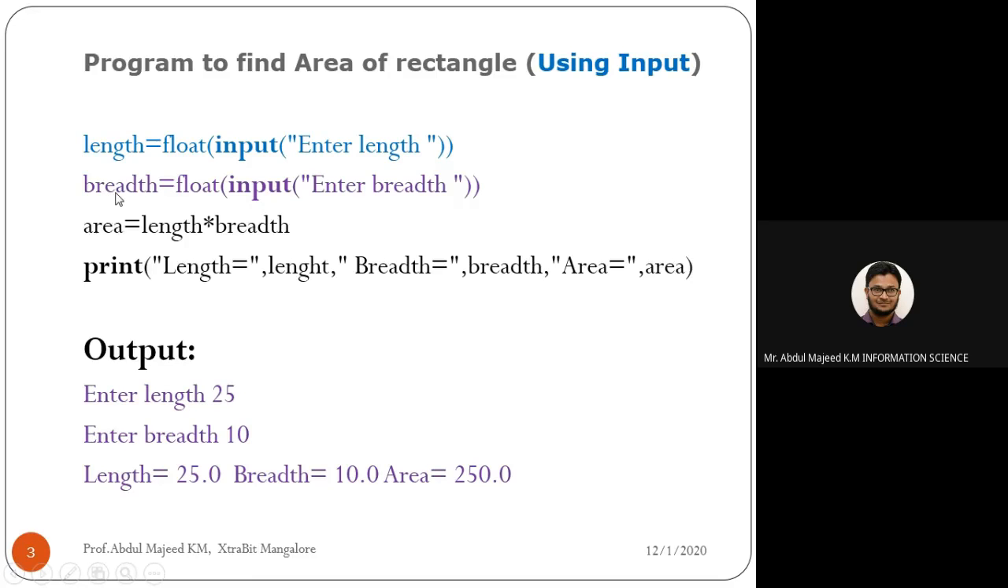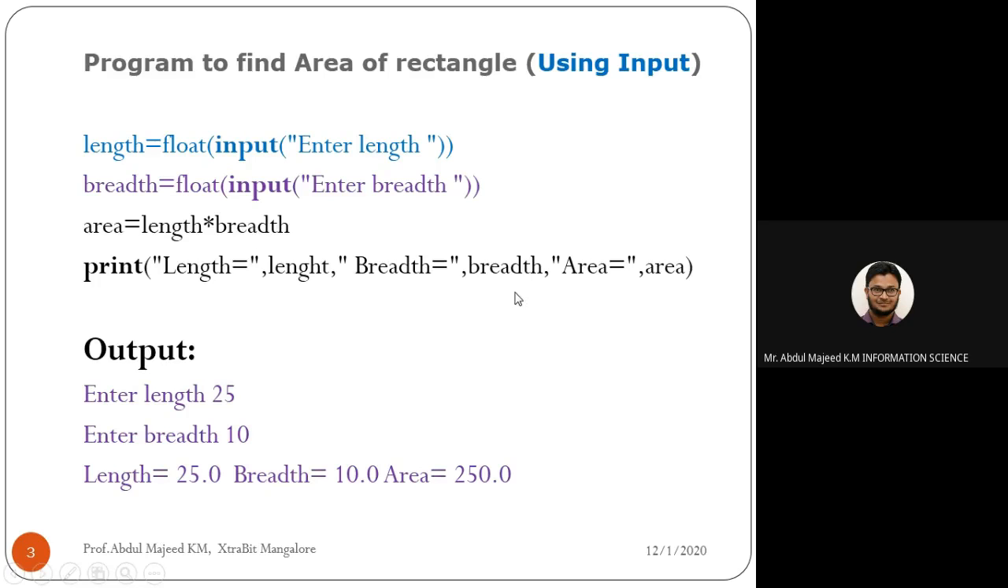Next, for breadth, we take the input from the user in the same way. The user can enter the value for breadth, which will be considered a string. Then we convert that string into a floating point value using the float function. Now we have a floating point value, and it is assigned to breadth. Then we calculate the area by multiplying length with breadth and display the result.